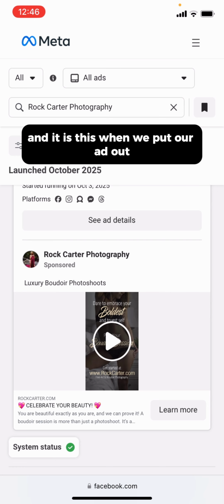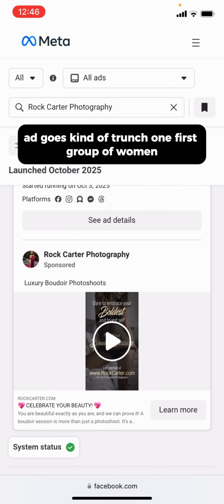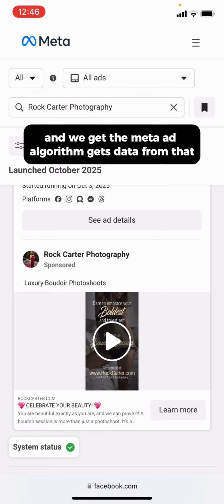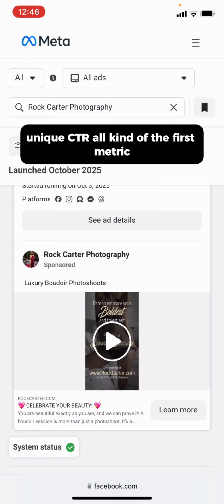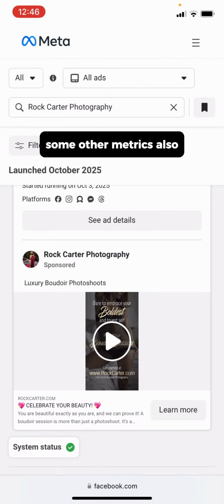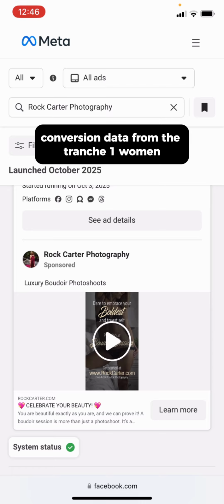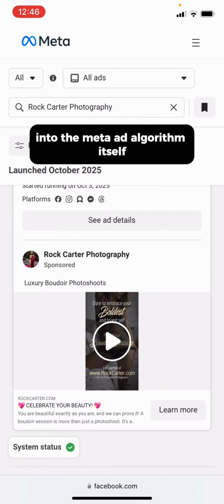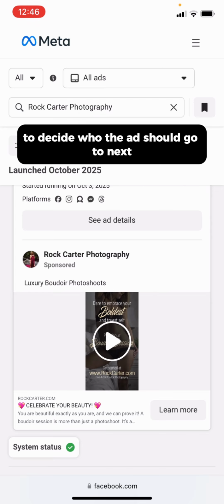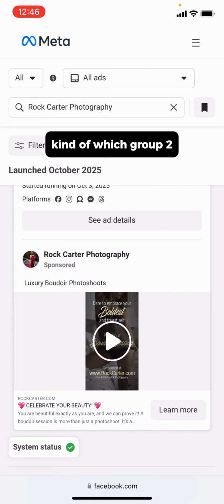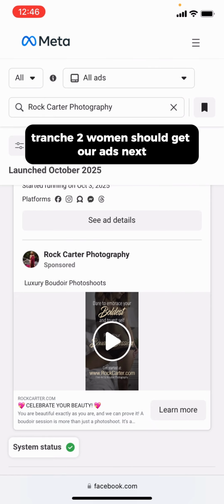And it is this: when we put our ad out, our ad goes to tranche one, the first group of women, and the Meta ad algorithm gets data from that. So we get unique CTR all, kind of the first metric, some other metrics, also conversion data from the tranche 1 women. And that data is actually pumped back into the Meta ad algorithm itself to decide who the ad should go to next, which group, tranche 2 women, should get our ads next.